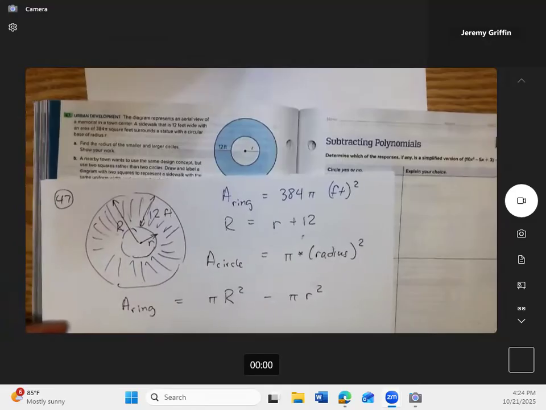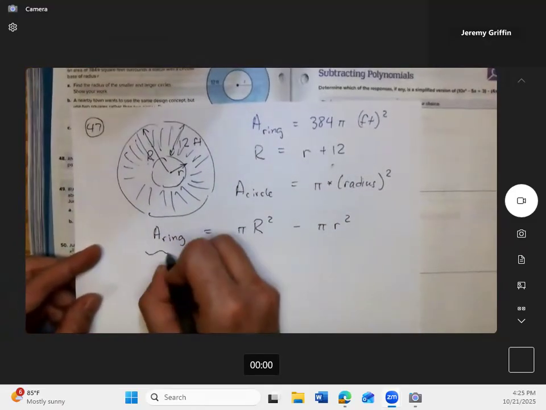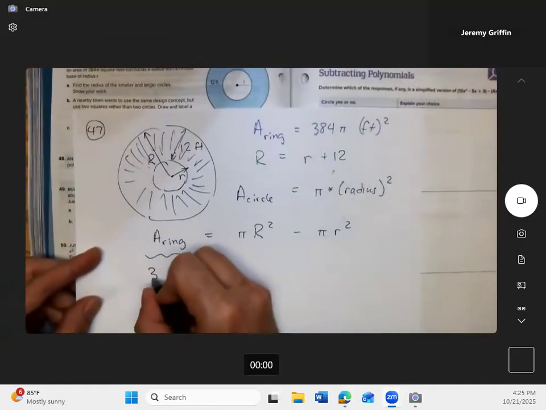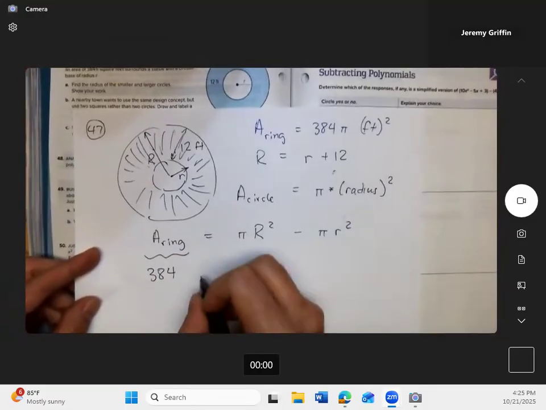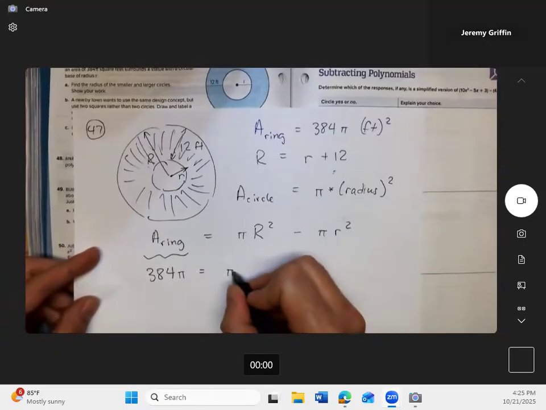And we have some values here, some numbers we can plug in. So I know that this right here is 384 pi. So 384 pi. Not square feet, but I'll just leave the number. Okay, I got pi.